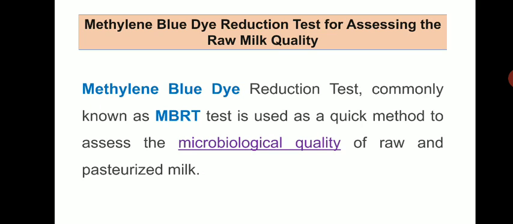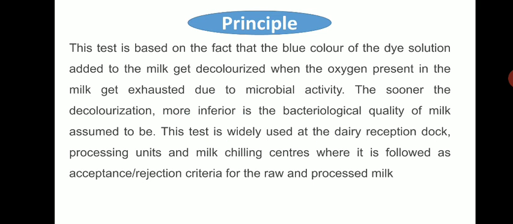The methylene blue dye reduction test, commonly known as the MBRT test, is used as a quick method to assess the microbiological quality of raw as well as pasteurized milk. This test is based on the fact that the blue color of the dye solution added to milk gets decolorized when the oxygen present in milk gets exhausted due to microbial activity.